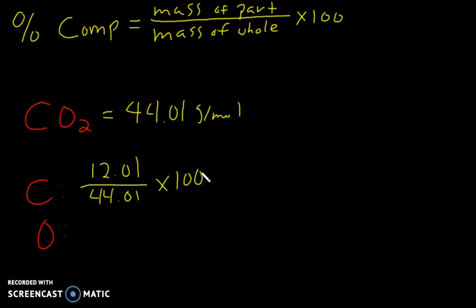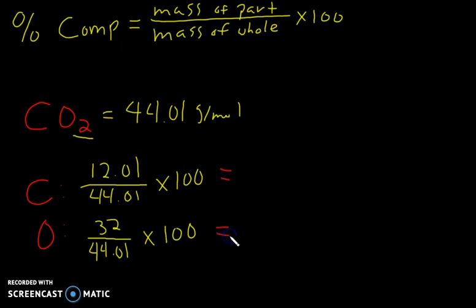For oxygen, it's going to be very similar, except this time we're finding the molar mass of oxygen, which is normally 16, but there are 2 oxygens in our carbon dioxide, so we have to account for that. Instead of putting a 16 on the top, we're going to put 32 on the top because that's the mass of 2 oxygens. Then we divide that by 44.01, which is the mass of our whole compound, and we times that by 100. So that's our setup for getting both percent compositions.